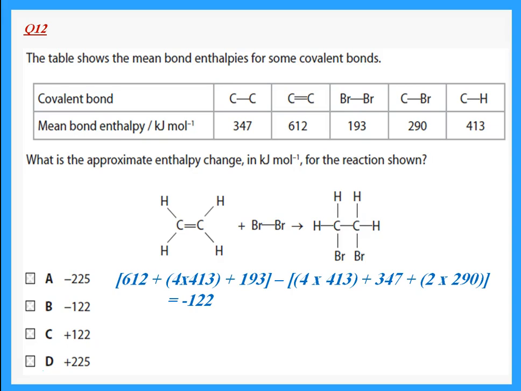We have 4 CH bonds, so that's 4 times 413. And we have a carbon-carbon bond, that's 347. Plus we have 2 C-Br bonds, so that is 2 times 290. The overall is this number, so that is my answer.